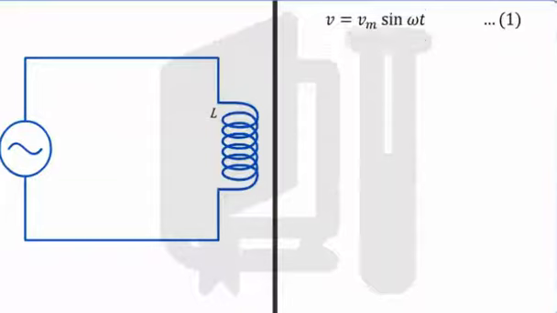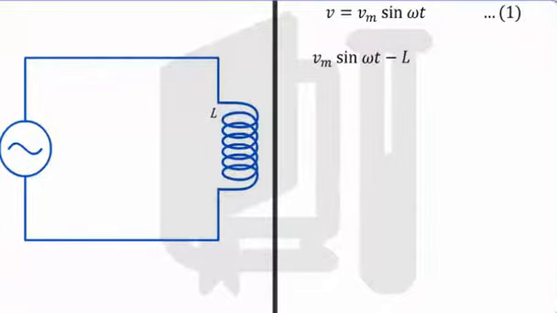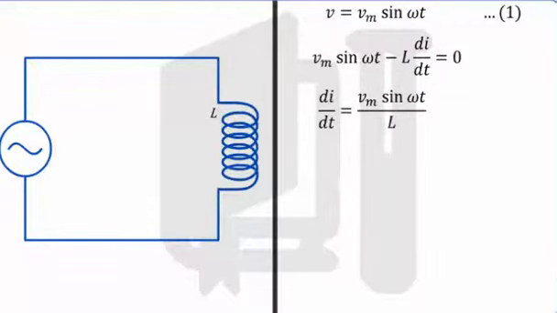Applying Kirchhoff's law to the purely inductive circuit, we get Vm sin omega t minus L di by dt equal to 0. Here, Vm sin omega t represents the potential difference applied across the circuit, and the term L di by dt represents the self-induced EMF in the inductor. Thus, we get di by dt equal to Vm by L sin omega t. Let this be equation 2.